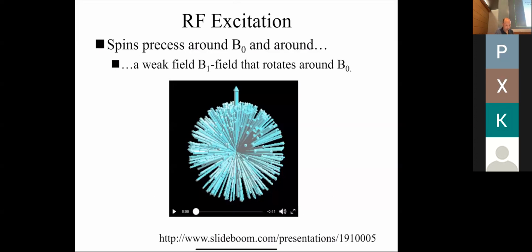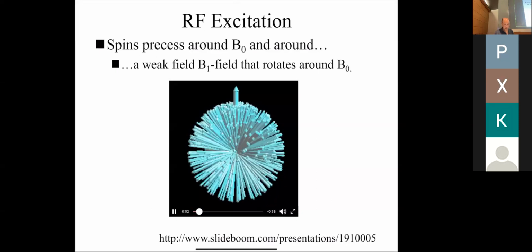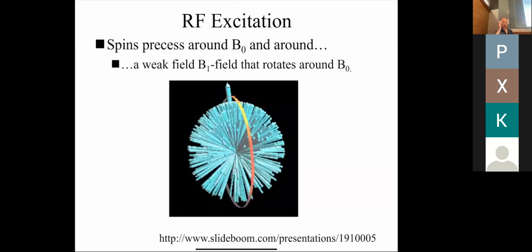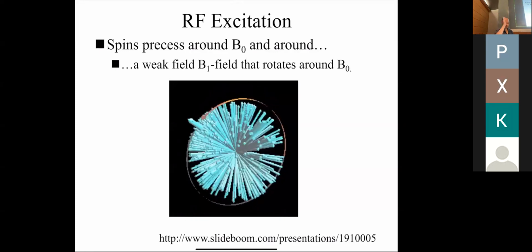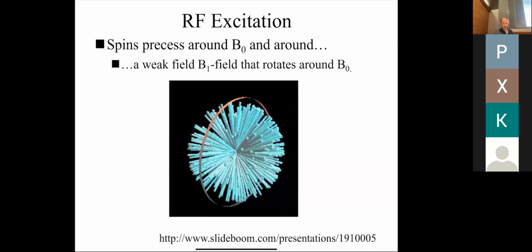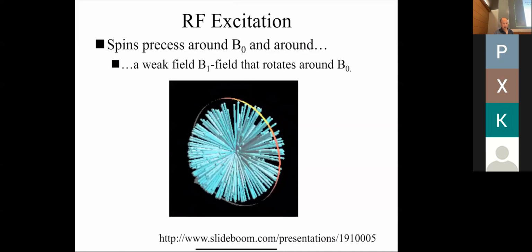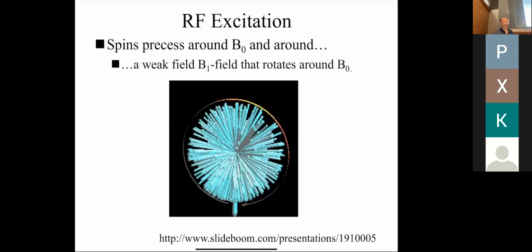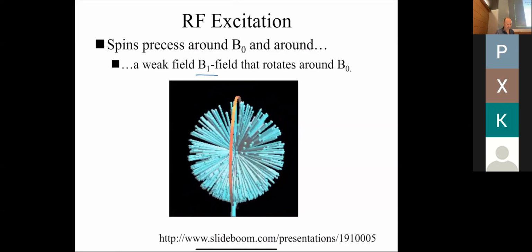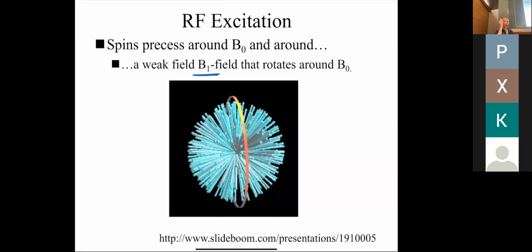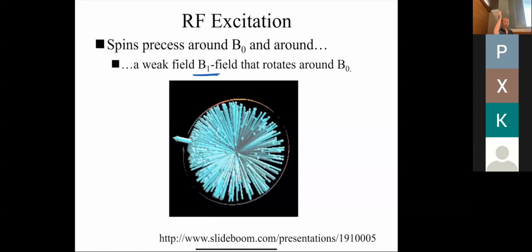In this movie here, if it plays, you see the spins precessing around in the correct direction. And now you see we're tipping them away from their equilibrium. So the net magnetization is going away from equilibrium. The idea here is that this allows us to have a signal that's easier to measure, and it also allows us to create lots of different contrasts. The key is that there's going to be a weak B1 field that we apply that helps us rotate our magnetization to get it away from its equilibrium position.